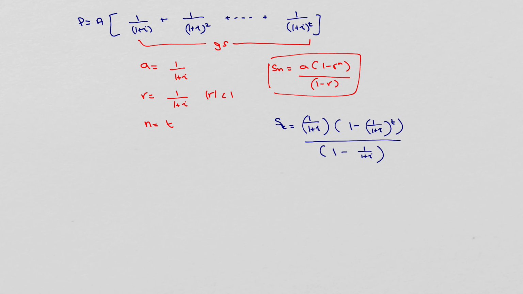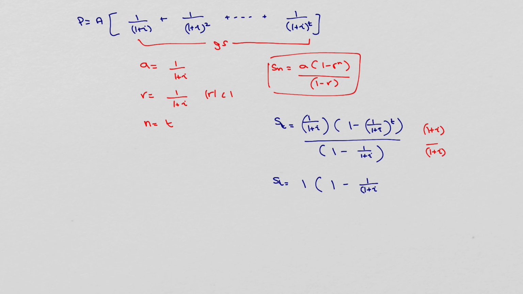So to get rid of my fractions here, I'm going to multiply the top by 1 plus i, and therefore the bottom by 1 plus i, so I'm not changing the value overall. So if I multiply the top line there by 1 plus i, I get (1 plus i) over (1 plus i), which is just 1. And then that's 1 minus 1 over (1 plus i), and that can be written as 1 over (1 plus i) to the power of t. And then if I multiply the bottom by 1 plus i, I get 1 plus i minus 1.